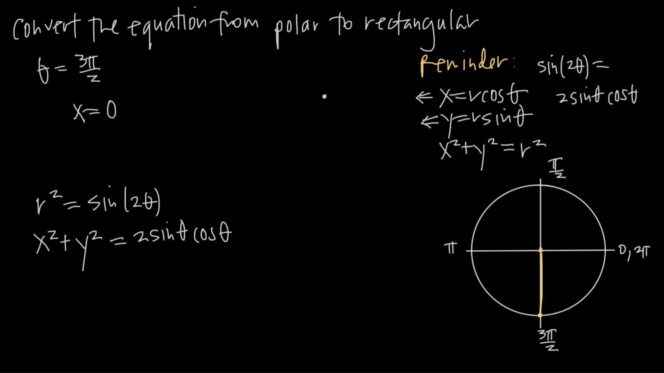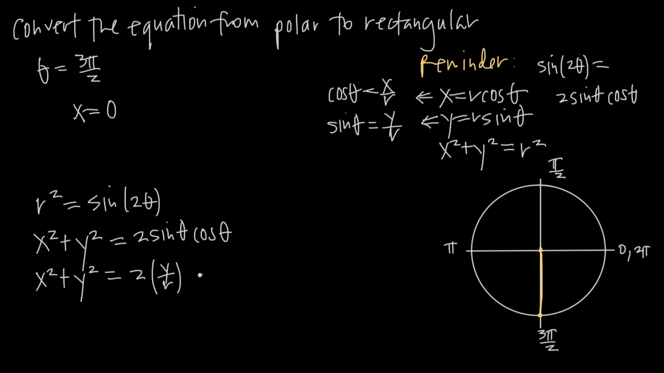If we divide by r, then what we get here is cosine theta is equal to x over r. If we divide both sides by r here, we get sine of theta is equal to y over r. The reason that we did that is because over here on the right-hand side, we have sine of theta and cosine theta. So we can replace sine of theta with y over r, and we can replace cosine theta with x over r. Now we want to simplify the right-hand side. We're going to end up with 2xy in the numerator, and in the denominator we'll have r squared.